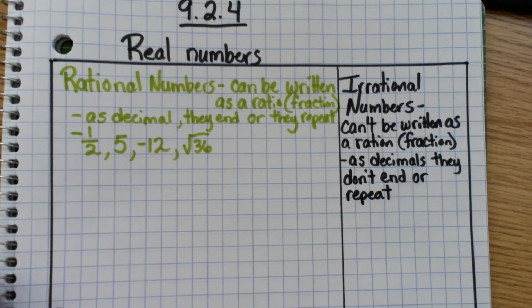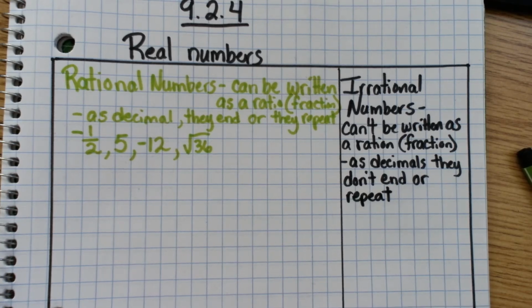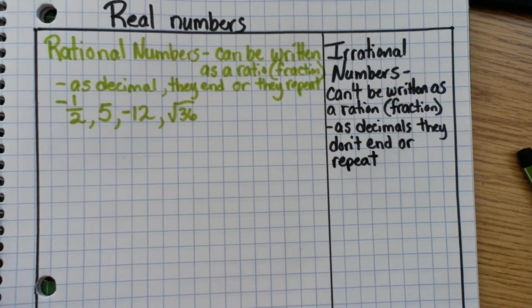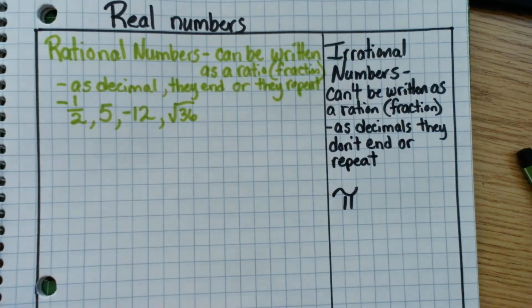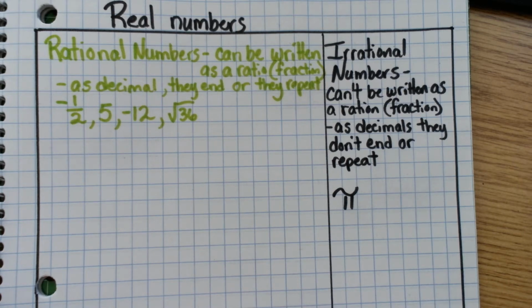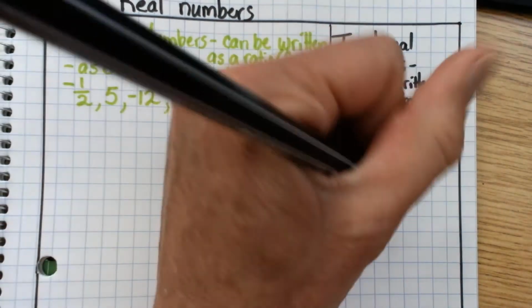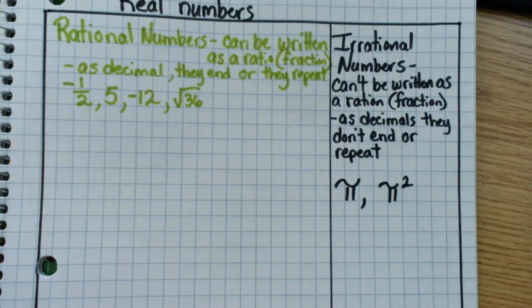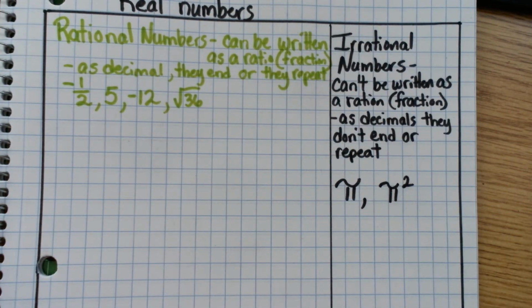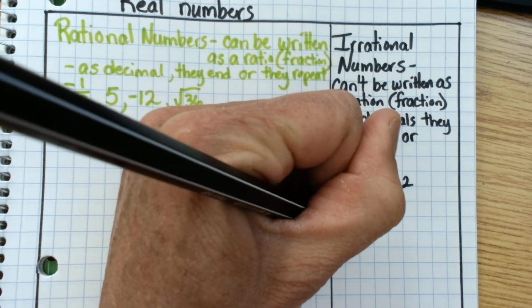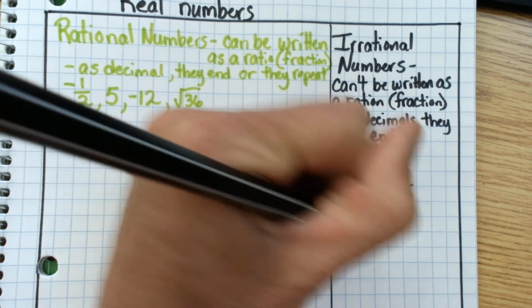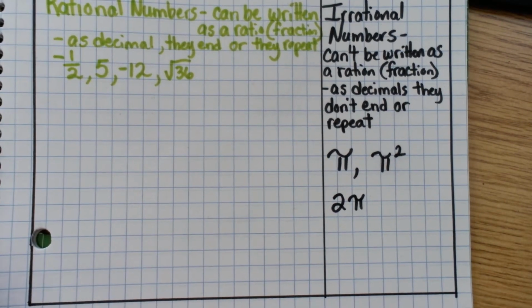Probably the most famous irrational number, in fact here we dedicate a whole day of math class to this, is pi. We celebrate Pi Day. So we call pi 3.14 when we approximate it, but in actuality pi is that never-ending decimal that goes on and on and on, and it never repeats. Now if you multiplied pi by itself, or pi squared, that would be irrational. If you multiplied pi by any number, it would still be irrational.